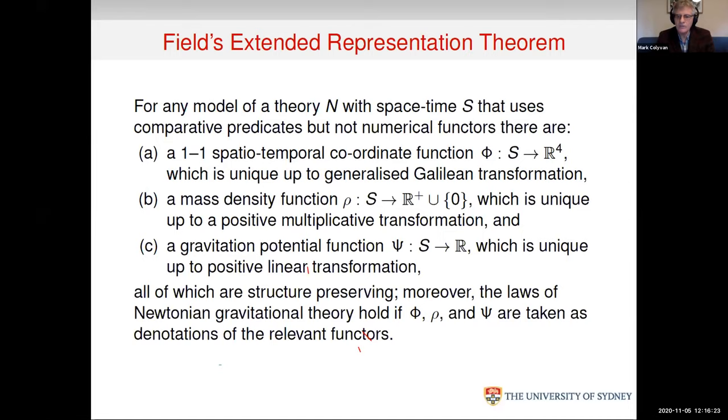So once you've spelled out how to formulate a Newtonian mechanics without appealing to functions like gravitational potential functions, then you can spell out a representation theorem. And again, you can read that for yourself. The details don't really matter here, but it's going to be very similar to the idea of the Hilbert project. You axiomatize space-time without the mass density function and a gravitational potential function. And you have intuitive understanding of the relational predicates that you're using in the theory itself.